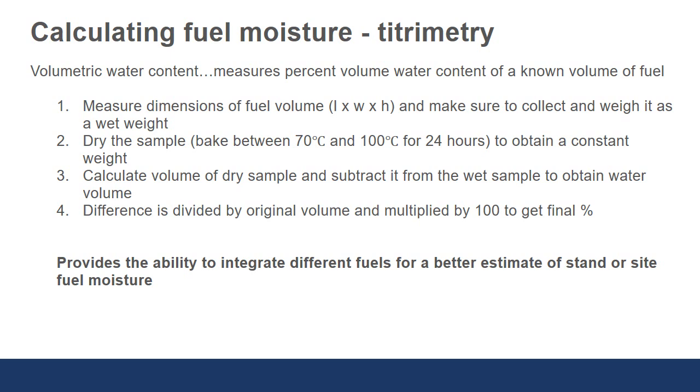The process consists of measuring the fuel volume while wet, drying the sample, and measuring the volume once dry. Once the sample is dry, you subtract the dry volume from the wet volume to get the moisture volume. Then divide by the original volume. The result is the percentage of the original volume that was made up of water. The advantage of this method is that you can incorporate different fuels for better estimates at the stand or site scale.